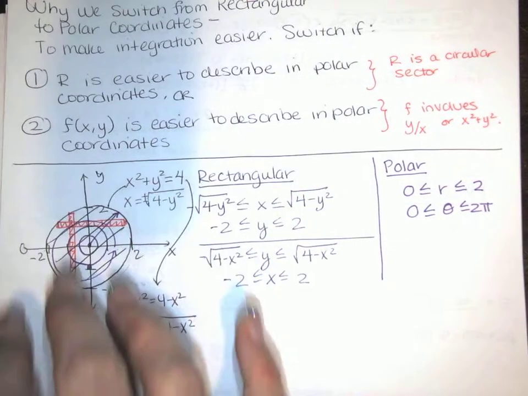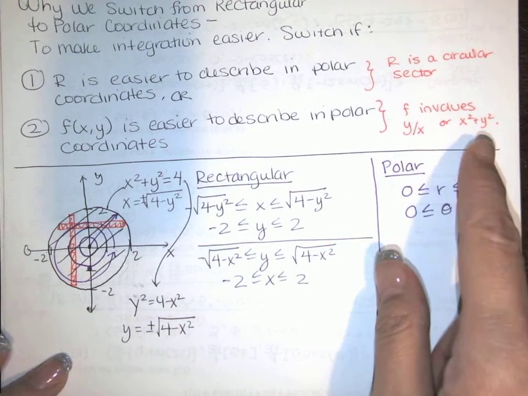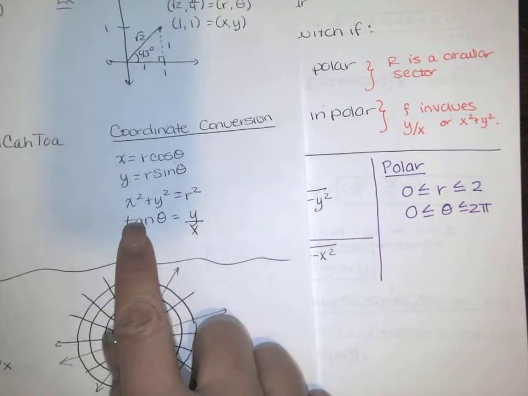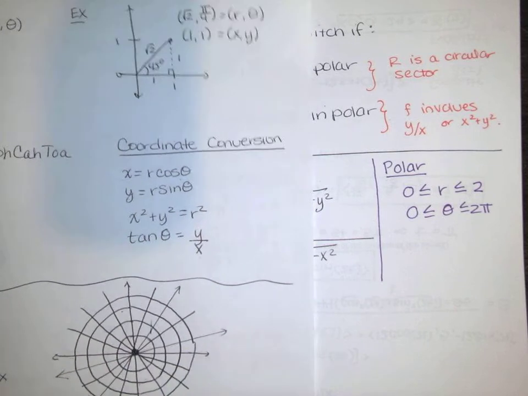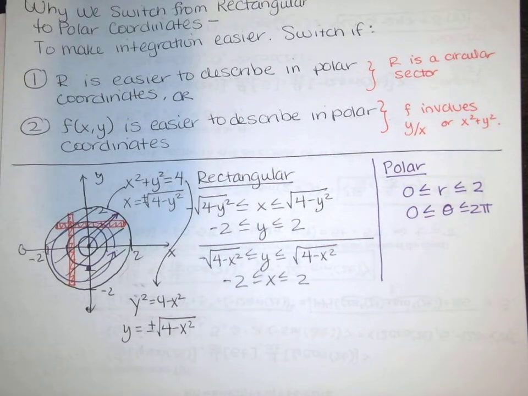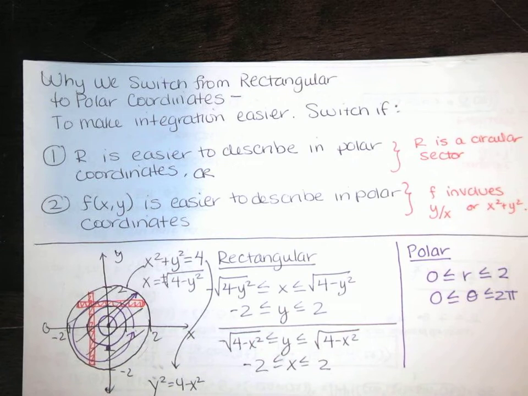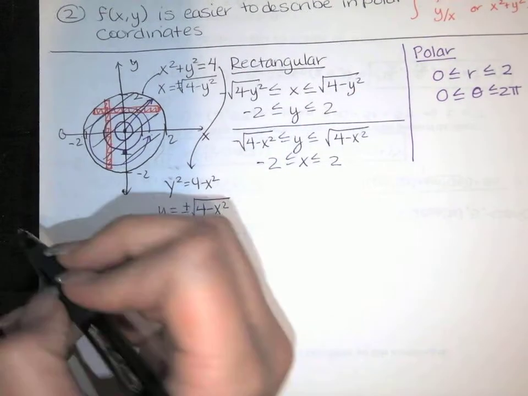It's also often easier to work in polar coordinates if f of x y involves an x squared plus y squared or a y over x, so that we can replace x squared plus y squared with r squared, or y over x with tan theta. So those are our options. Now, if I've decided this is going to be easier in polar coordinates, there are 3 things that we need to do.